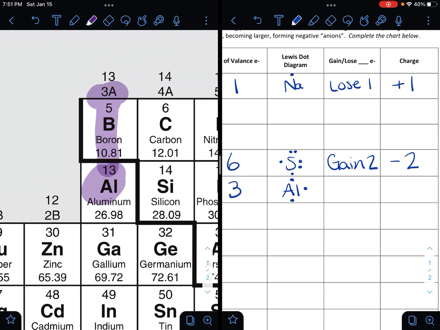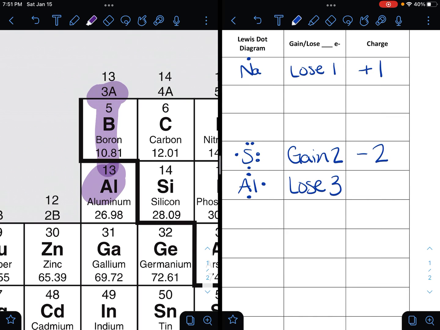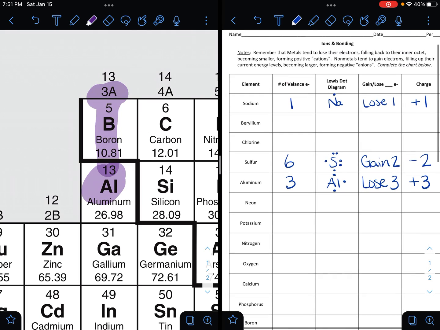Is it going to lose the 3 that it has? Because it can't just lose 1 or 2. It either needs to lose all or nothing. So is it going to lose the 3 that it has, or is it going to gain 5 to get up to 8? Can't gain 5. The most you can gain or lose is 3. So aluminum is going to lose 3. And when it does, it has now lost 3 negative electrons. So now it has 3 more positive protons than it does negative electrons. So it's more positive than it is negative, and its charge is +3.